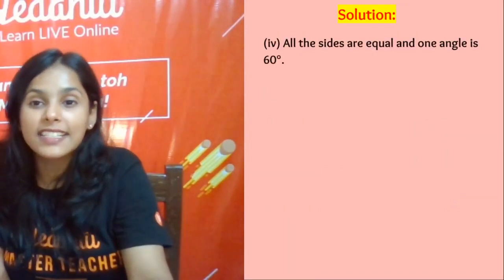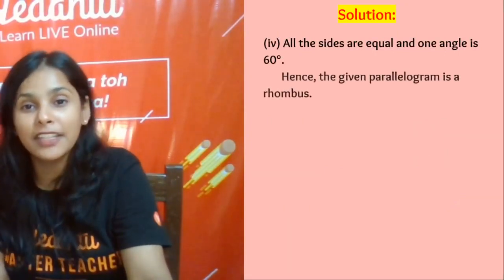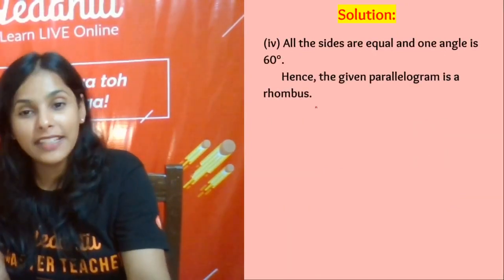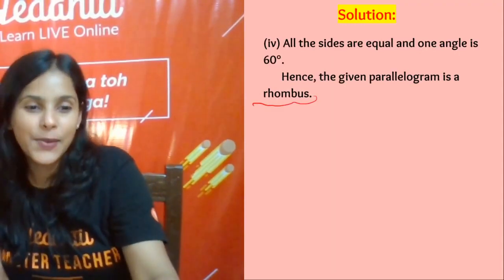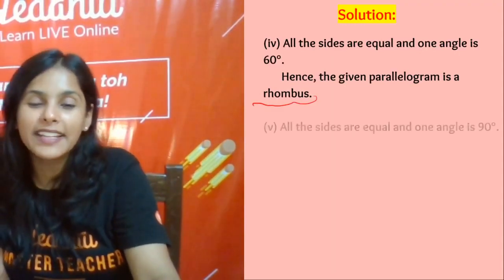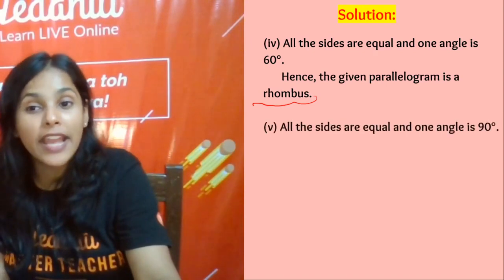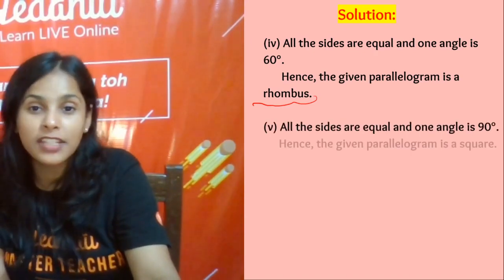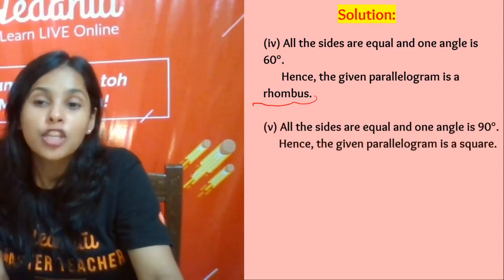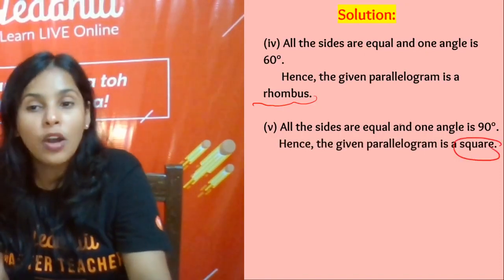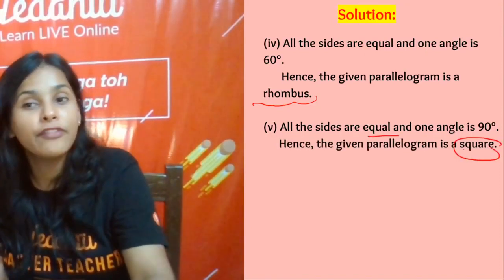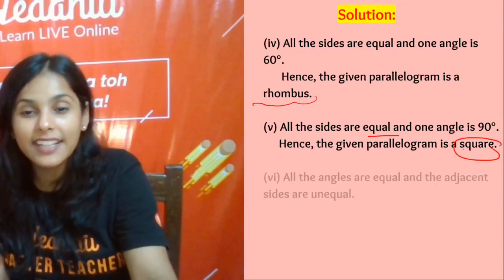all sides are equal and one angle is 60 degree. We know that is nothing but rhombus. Okay guys, now fifth part is all sides are equal and one angle is 90 degree. We know it is nothing but the square because we know all sides are equal in square and every angle is equal to 90 degrees.